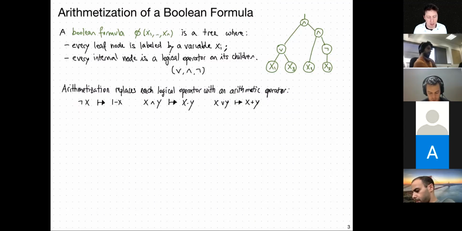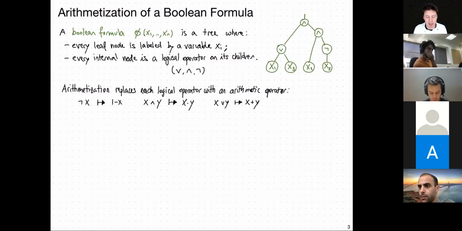Why 1 minus x? Well, because when x is 0, 1 minus x is 1, which is what you would want to get if you negate 0. And if x is 1, you get 1 minus 1, which is 0, which is what you want to get if you negate 1.